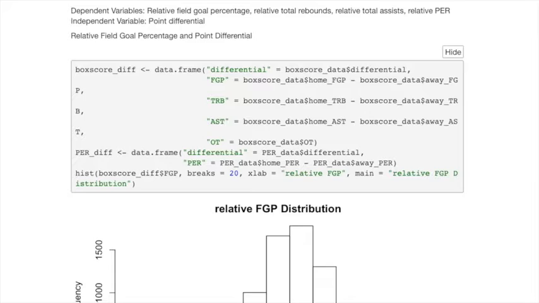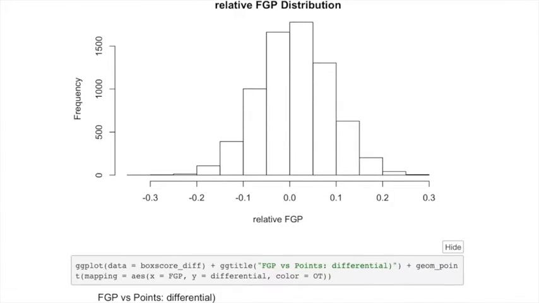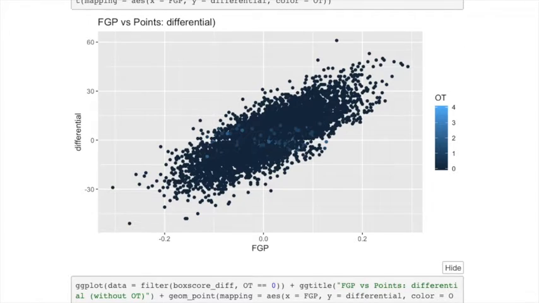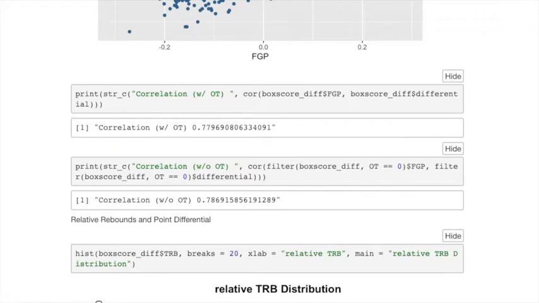So instead of calculating total field goal percentage, I calculated home field goal percentage minus the away team field goal percentage, and then I did home points minus away points for the differential points. So again, I calculated the distribution. They all seem to be normal distributions. And for field goal differential versus point differential, there seems to be a strong correlation between the two. I also calculated that without overtime. Again, this seems to be the highest correlation we have so far, about 0.78, 0.79.